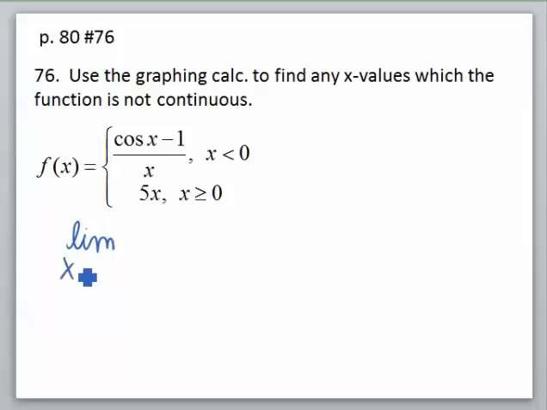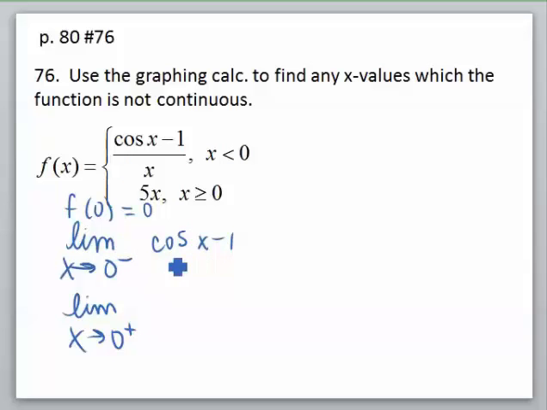So I'm going to check the limit as x approaches 0 from the left, and the limit as x approaches 0 from the right. And I just need to make sure that f of 0 exists and is the same number. f of 0 is 0. It would fall underneath this function right here. From the left would be the top function, cosine x minus 1 over x. This is one we are supposed to memorize, so this limit is equal to 0. And the other one is 5x, so by substitution, I have 5 times 0, which is 0.